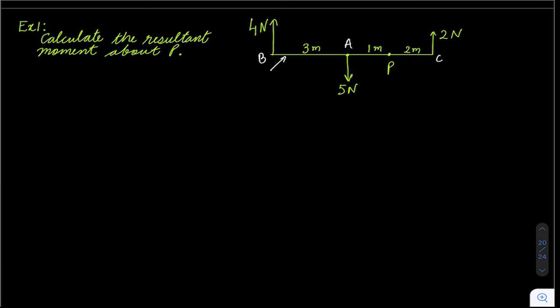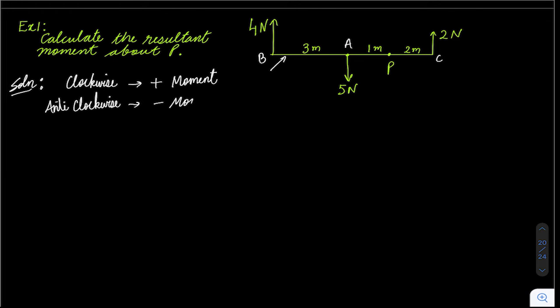First let's define this: clockwise direction we will take as positive moment, and anti-clockwise we will take as negative moment. If you don't want to write clockwise, anti-clockwise, you can write positive or negative moment. But you have to define it first. You can just define it like this. Okay, so moment about P.